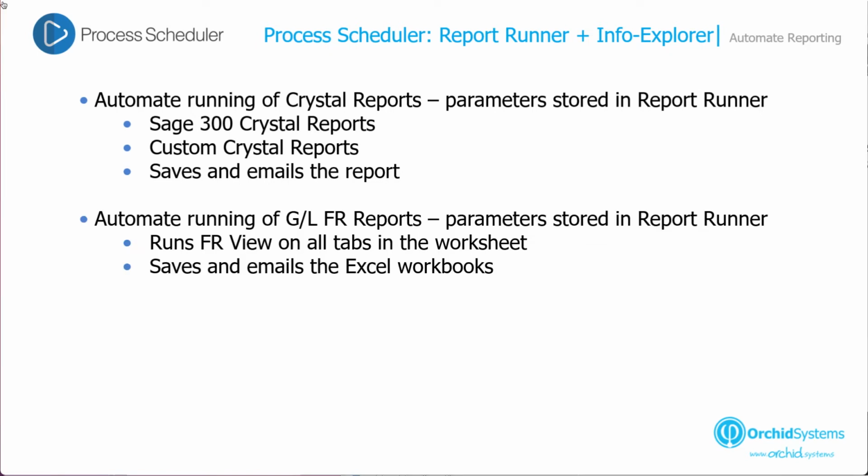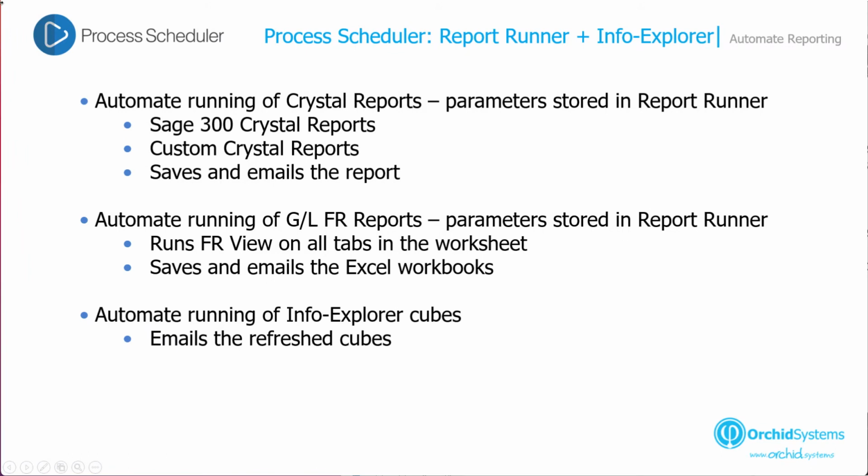You can also automate the running of GLFR reports. The parameters are stored in Report Runner, and Process Scheduler runs the FR view on all the tabs in the worksheet. The worksheet is then saved, and the Excel workbook is emailed to the configured recipients. And when scheduling the refreshing of Info Explorer cubes, the Info Explorer cubes are refreshed and emailed to the appropriate recipient.